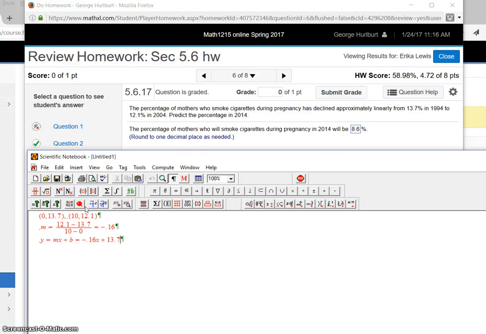All right, so now our final answer would be, we want the percentage of women who smoked in 2014. So again, we started in 1994. 2014 would be 20 years later. So y would be negative 0.16 times 20 plus 13.7, and again grabbing my calculator, I get 10.5. Alright, so that was question number 6.